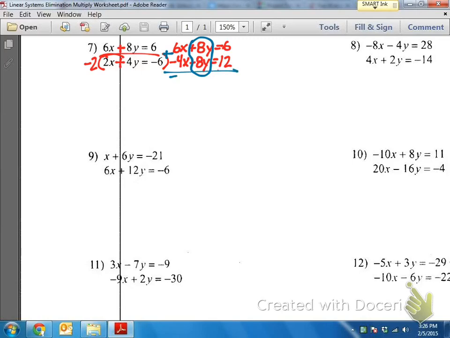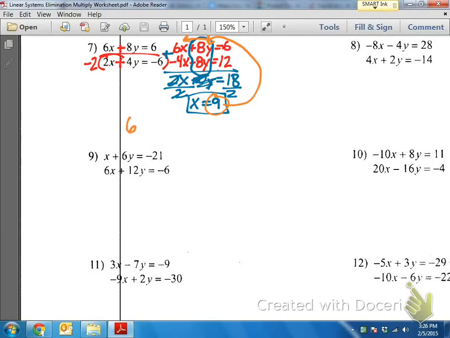6 plus negative 4 is 2x. We're going to have 0y, and 6 plus 12 is 18. Again, y is eliminated. We divide by 2, and x equals 9. So far so good for my ordered pair, which was 9 comma negative 6. So x equals 9. We plug in 9, and again, we can plug it in anywhere we want. Let's plug it into the top equation.